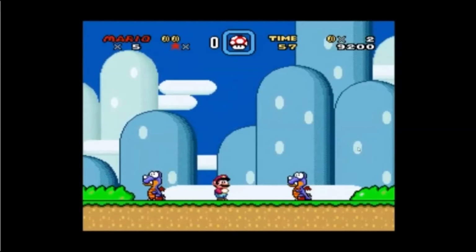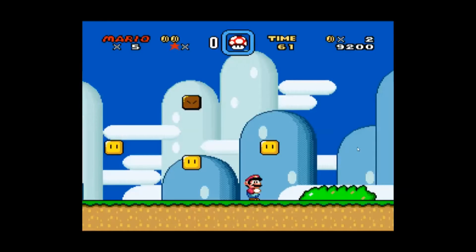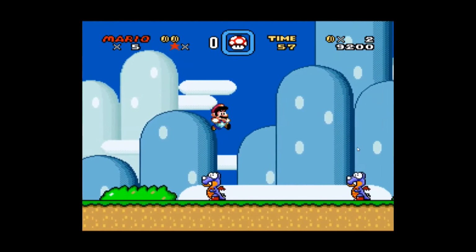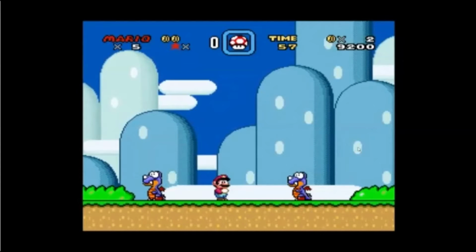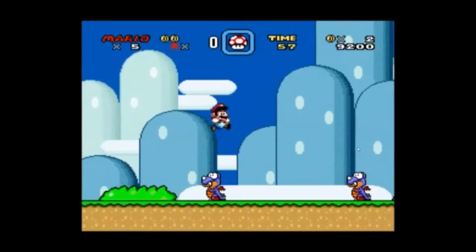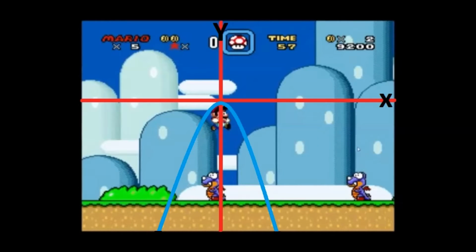See that parabola? Let's have another look. How about we put an x and y axis so you can see the parabola better? Mario jumped in the shape of a parabola. The equation for his jump is y equals negative x raised to the second power.